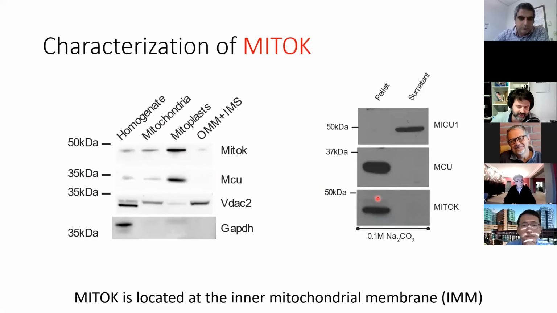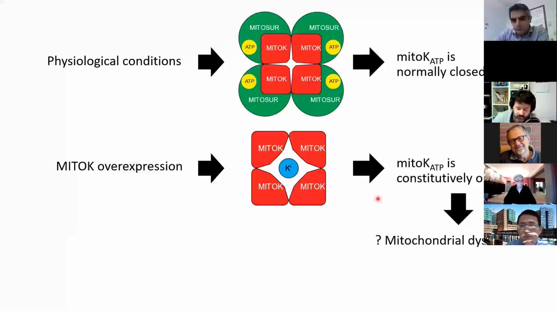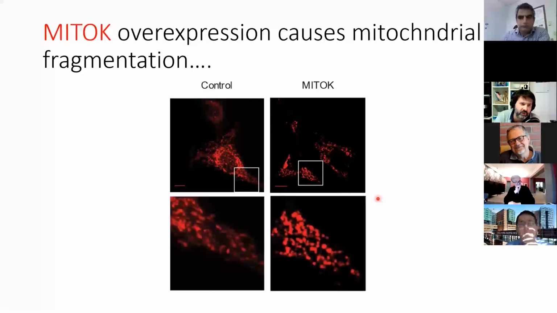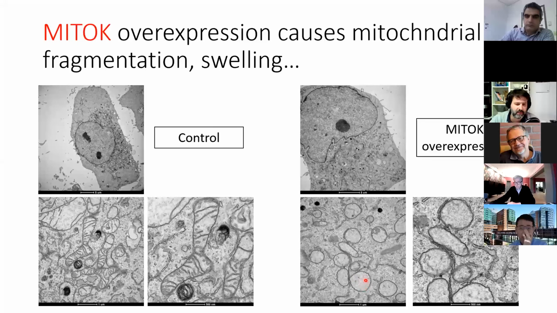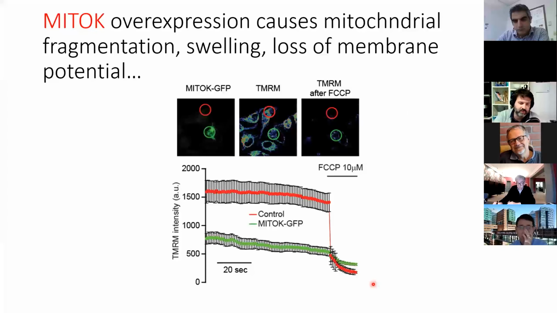But most importantly, we also wondered what is the physiological, the in situ activity of this channel. So we overexpressed this channel in normal HeLa cells, okay? And what we realized is that the overexpression of the MITOK subunit alone causes a dramatic mitochondrial phenotype. As you can see here, MITOK overexpressing cells have fragmented mitochondria. If you look by electron microscopy, you can see that mitochondria completely swell. That is in line, of course, with increased potassium entry. And if you look at membrane potential, as you can imagine, these mitochondria are completely dysfunctional. They have no more mitochondrial membrane potential.